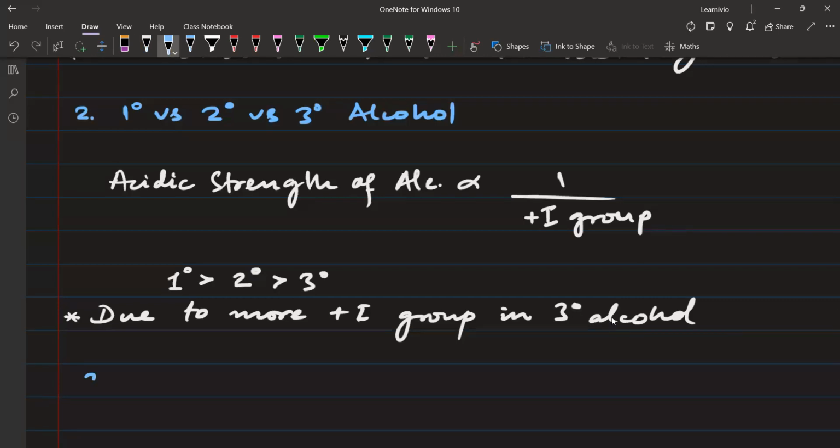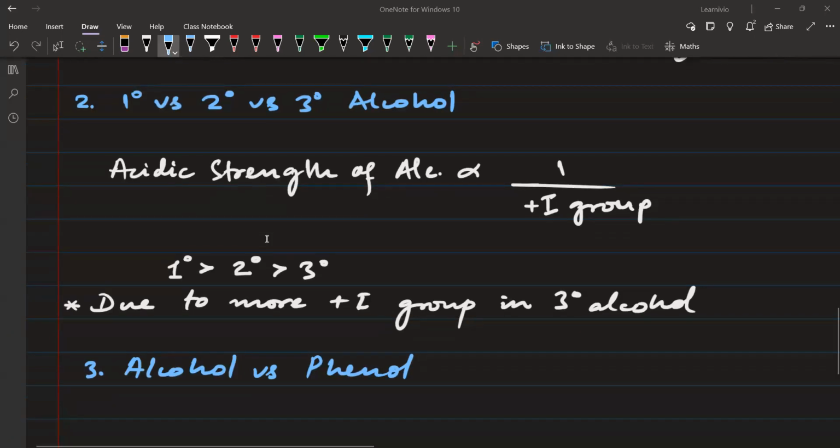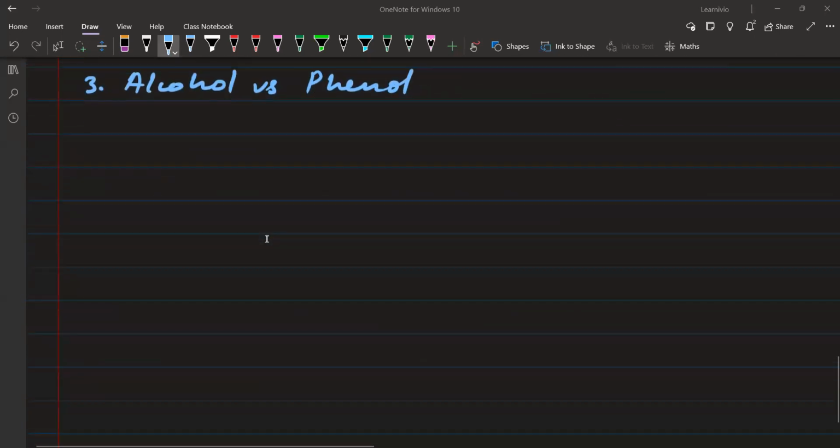Lastly, we need to discuss alcohol versus phenol. Zaina, Rishita and Harsha, did everyone understand this? Yes or no, please tell me, guys. Yes, sir. Anyone still writing? No one is writing. So, alcohol versus phenol.